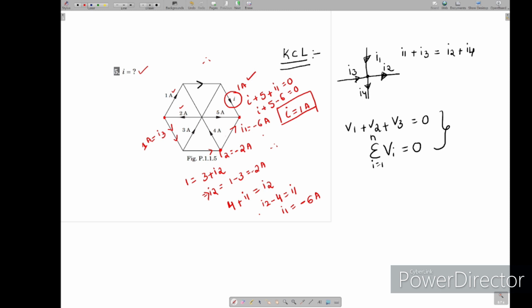So in the KCL you have to find where the currents are known, and after that you have to see the currents at the particular nodes and find the final value they ask. This is all about this first question.